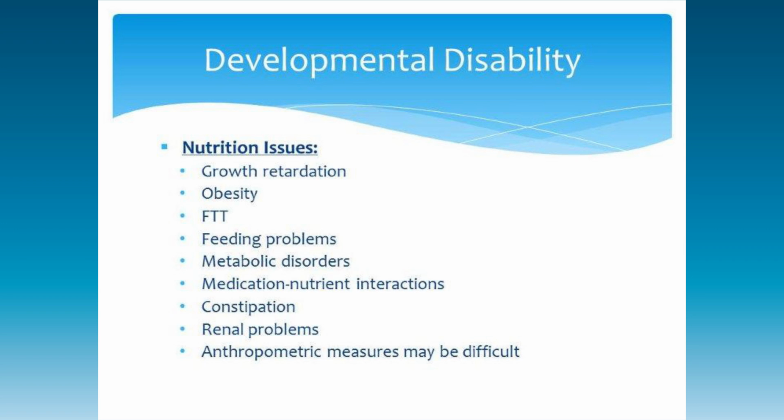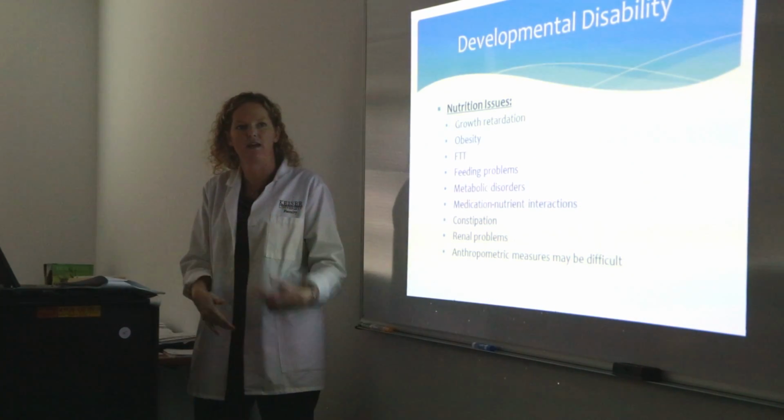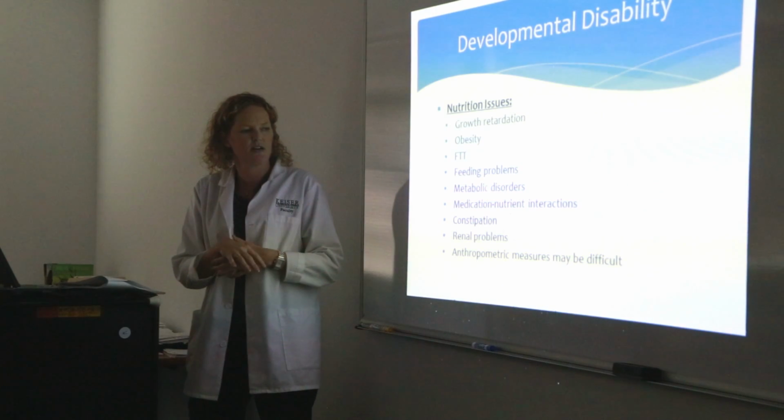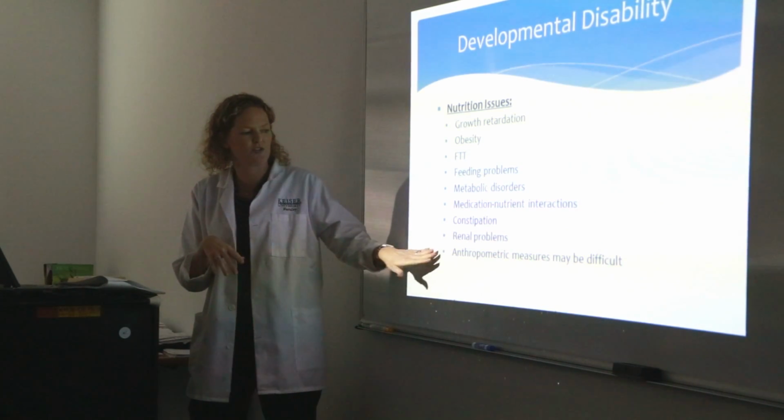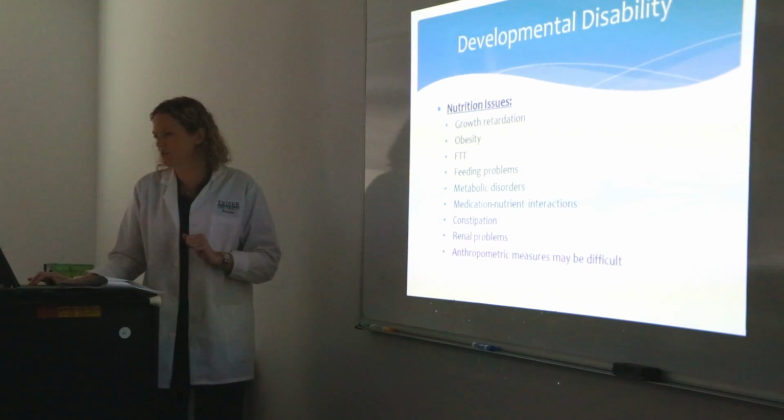Sometimes they're confined to a wheelchair, so you might have to weigh them in their wheelchair and deduct the weight of the wheelchair. Also, they may be contracted, so sometimes they can't stand up to get a height, so you might have to measure their arm span or measure them segmentally, the ankle-knee ratio. So sometimes that can be a little challenging, not impossible, but just a little challenging.